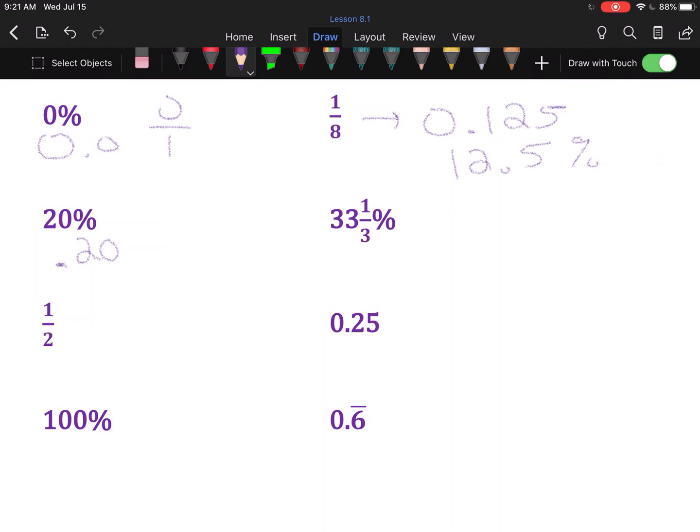To convert that back, this is 20 hundredths, or better, 2/10. That is 1/5. We just read the decimal using its place value. 0.2 is 2/10, and simplify the fraction.